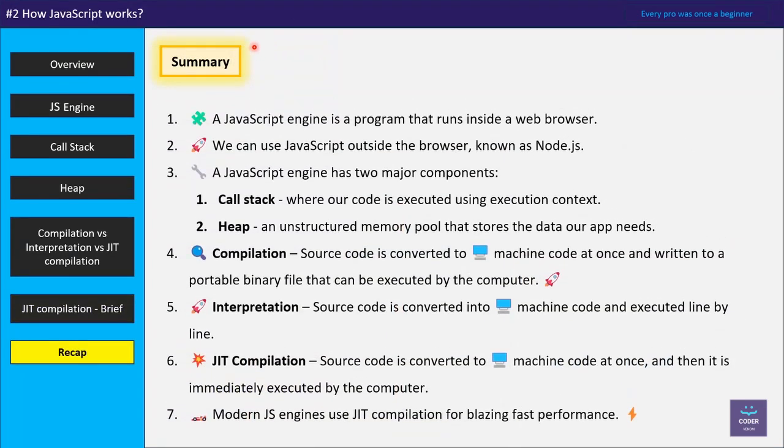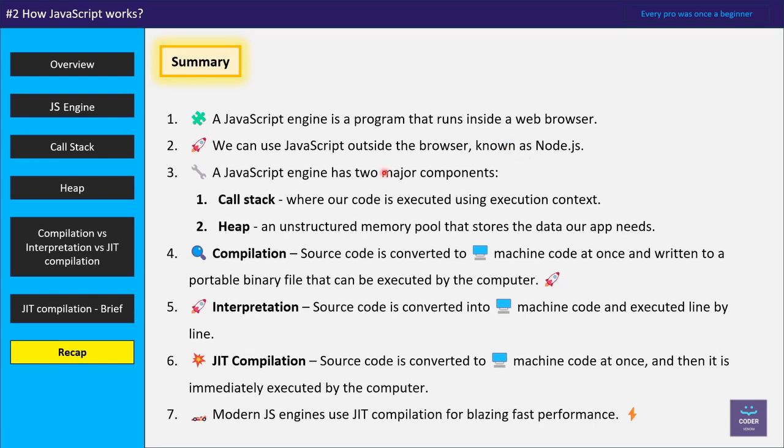Now let's quickly summarize this video. The JavaScript engine is a program that runs inside the browser, because the browser has a JavaScript engine. After that, the engine came outside the browser. It's called Node.js, because the JavaScript engine is wrapped inside a C++ program. So by using Node.js, we can use the JavaScript engine outside the browser, for example in mobile applications, web applications, something like that.